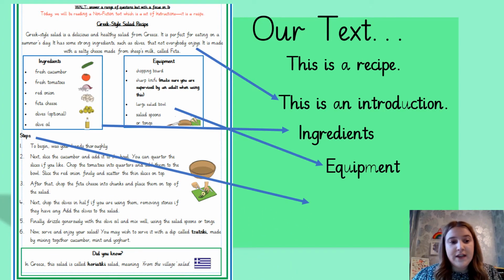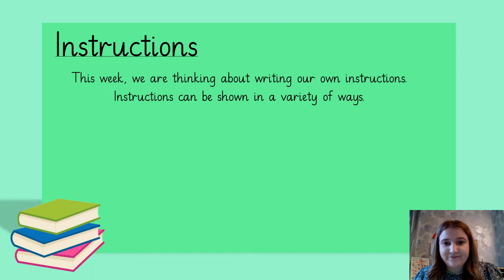And then, of course, there are the steps. Now, to make this salad, there are 6 steps that you would need to follow, and it gives them to us in a really clear way. They are numbered, and they also start with some time words as well. To begin, next, after that, next, finally, and now. So it gives us really clear steps to how we would follow the instructions if we wanted to. And I can also see as well that at the bottom there's a little did you know. That's just added, I suppose, for a little bit of extra information, a bit of fun.